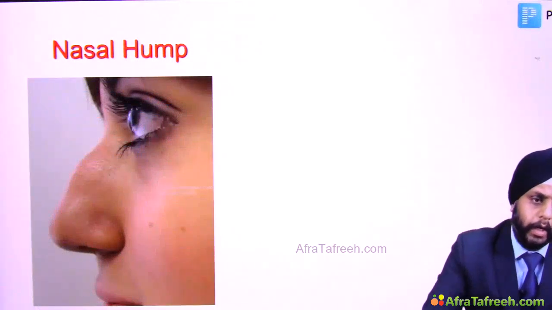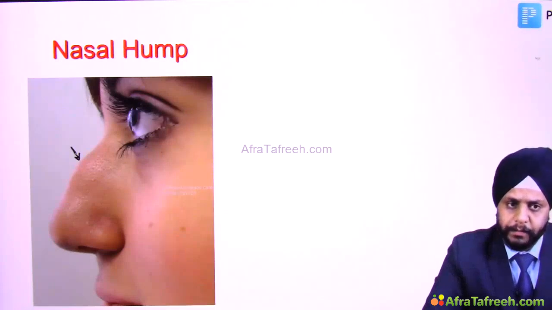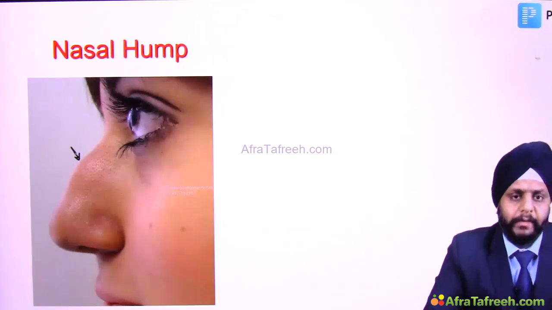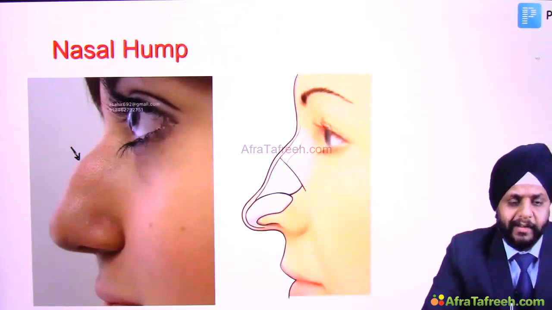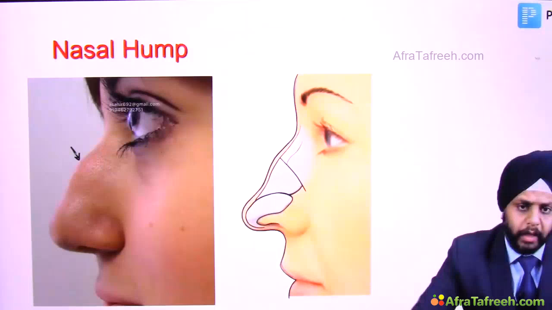So what do you see over here? You see in the lateral profile that the nose has an extra protrusion upwards. So that's known as nasal hump. Now you see this nasal hump, if you see over here, is not just bony. It is both bone and cartilage over here.